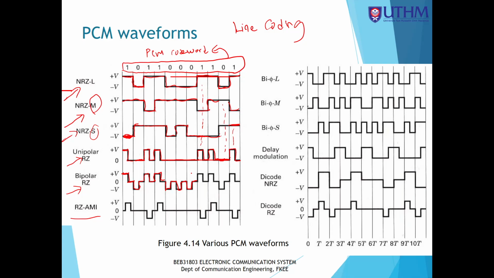Then we have input logic 1 and logic 1, so it will produce positive, return to 0, positive, return to 0. And then logic 0, it will produce negative output voltage, return to 0. And then logic 1, positive voltage, return to zero.